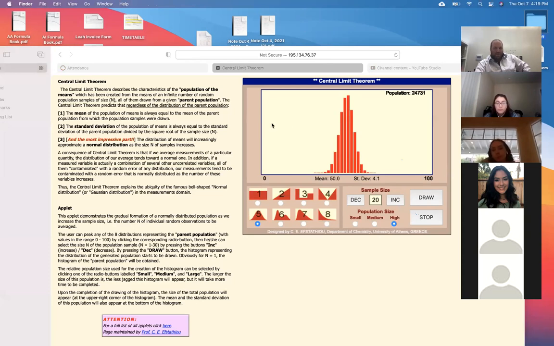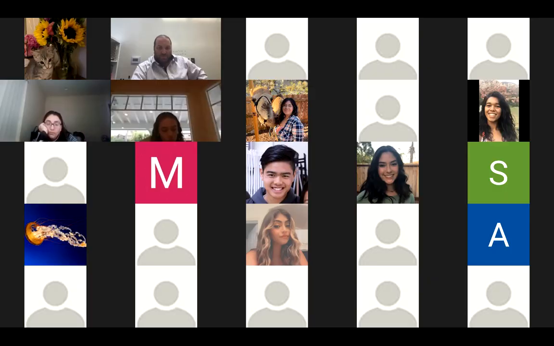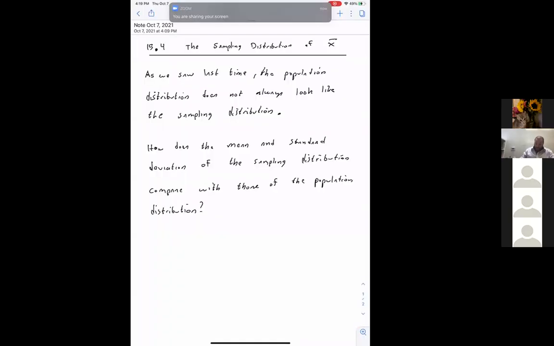The SD keeps decreasing and the mean stays the same. The SD gets smaller, the SD gets smaller, the SD gets smaller, same. Okay, everything was great. And this is the point. The point is that as the sample size goes up, the mean doesn't change, but the standard deviation does.